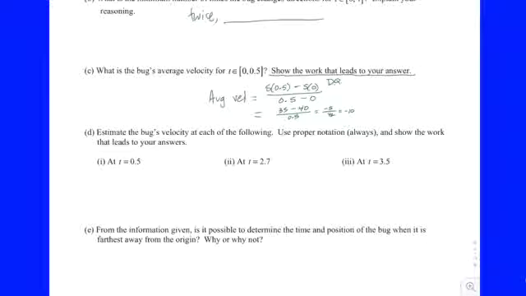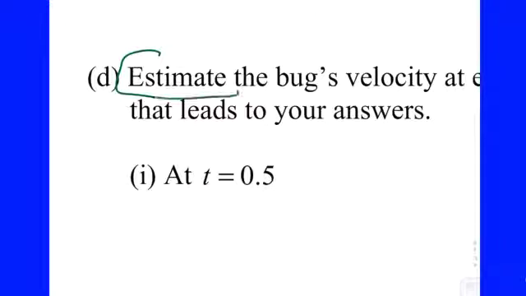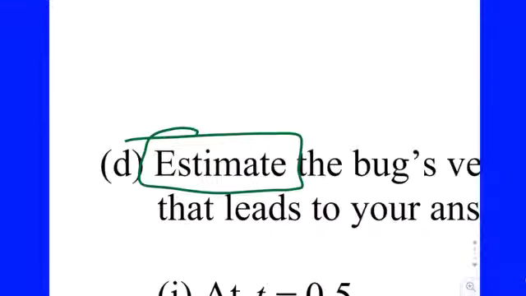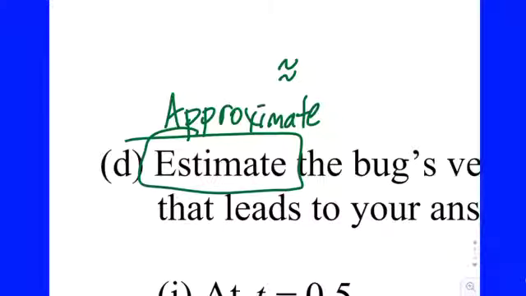Estimate the bug's velocity. All right, so here's another buzzword. Throughout the year, we'll kind of reinforce this. Estimate is another word for approximate. And anytime you see one of those 2 words in a question, you need to be on what I call squiggle alert. It's the approximation symbol, and you need to show it in your calculations.